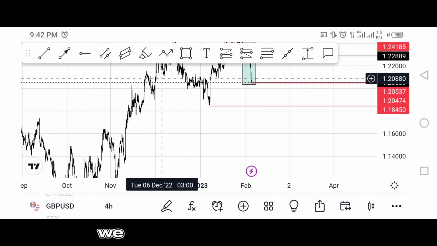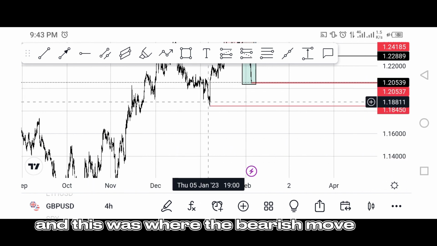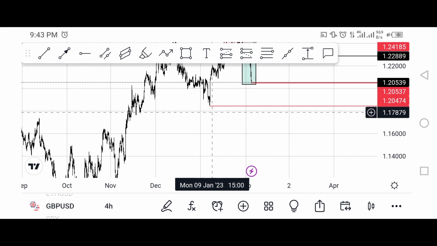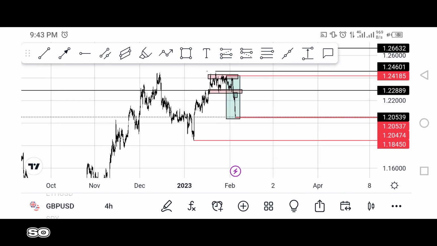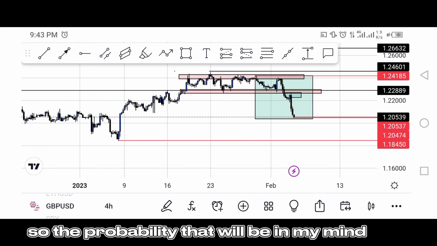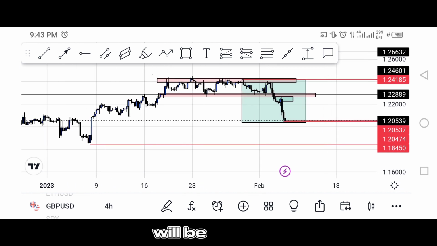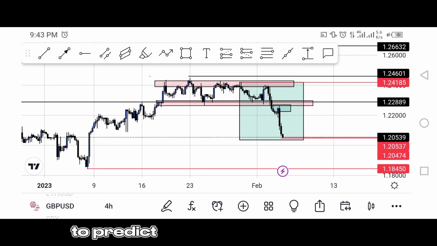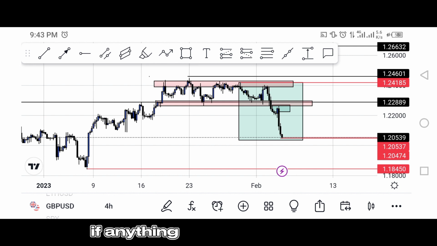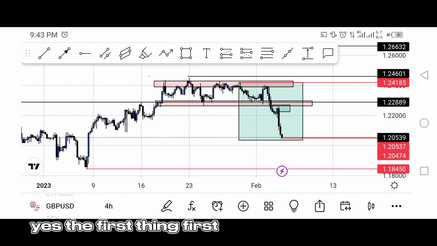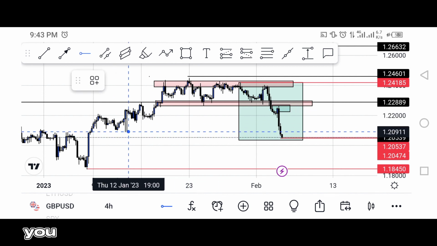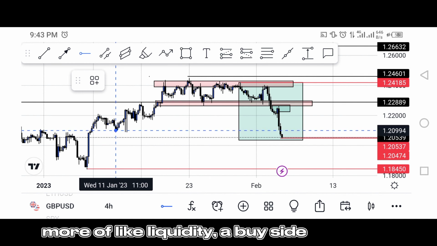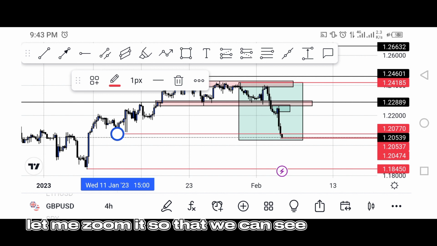After a major bull run, we had a bearish move, and this was where the bearish move took off. So I'll be considering this liquidity point, this sell side, also why I trade. The probability that will be in play here will be this. I will try to see how I can connect my lines appropriately to predict what could happen. The first thing to do is to look at this point. You see, there was a weak rejection here, and there was also a liquidity buy side here. Let me zoom in so that we can see it very clearly.